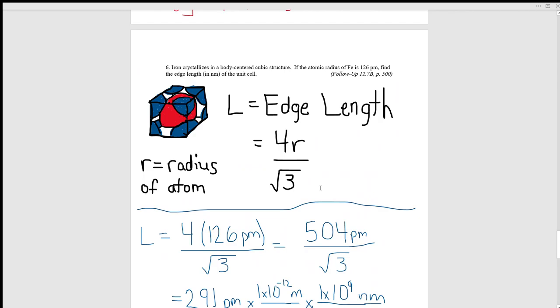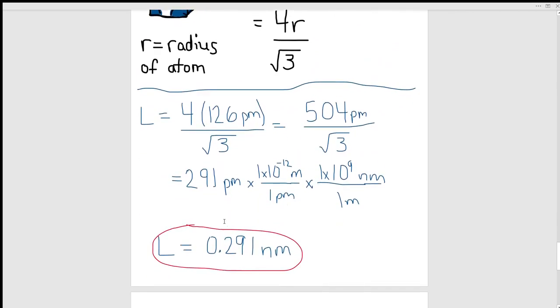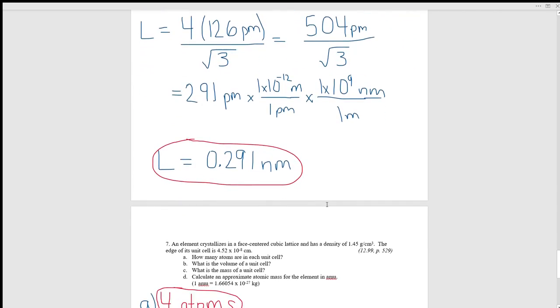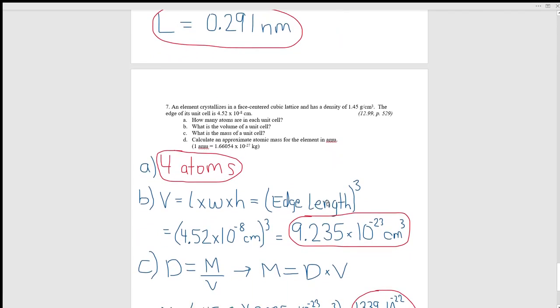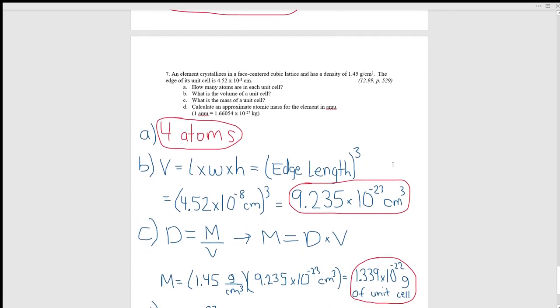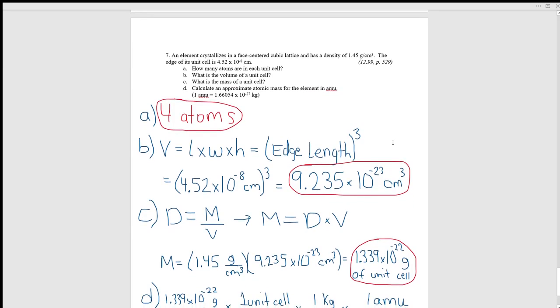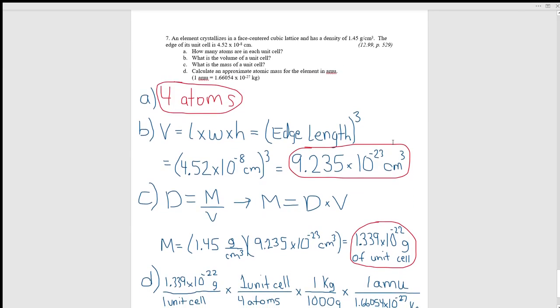Doing dimensional analysis, we multiply 291 picometers by 1 times 10 to the negative 12th meters. That'll cancel out our units so that our answer is in meters. And again, 1 meter is equal to 1 times 10 to the 9th nanometers. So multiplying everything out, we get an edge length for this unit cell equal to 0.291 nanometers. So the edge length for our body-centered cubic structure is equal to 0.291 nanometers.